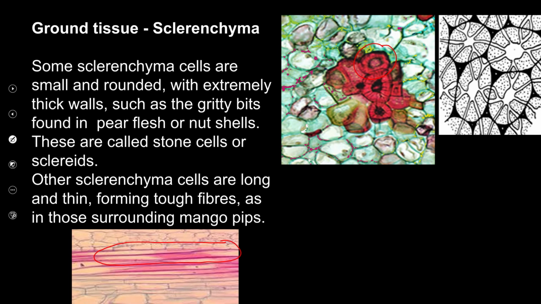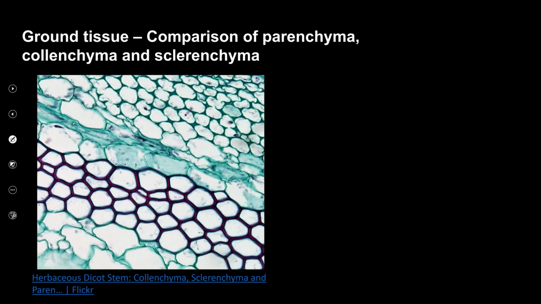And if you ever eat a pear, you sometimes find those hard, gritty bits, and those are special Sclerenchyma cells called stone cells. Why are they in a pear? I don't know. But the ones that are found in grass stems are actually very good for support.